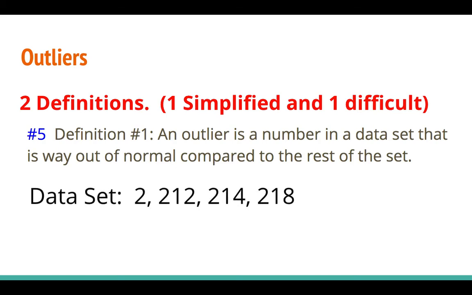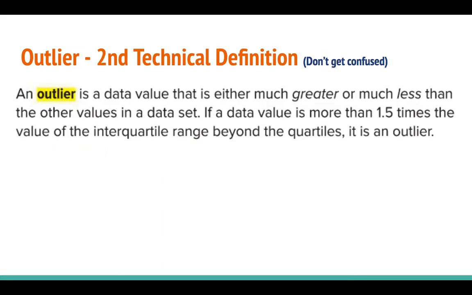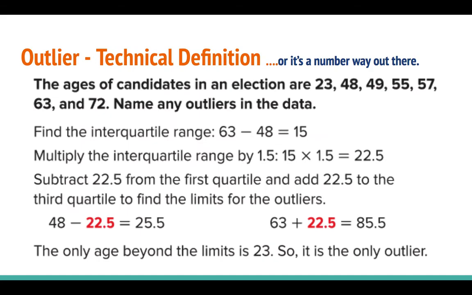So if we look at this data set, you got 2, 212, 214, 218, and if I asked you if there's an outlier, the answer would be yes. And hopefully you're saying it's 2. It's a number way smaller than the rest of the numbers in the data set. Here's the technical definition. We're going to come back to it at the very end of the video for those who want to stick around and get the technical definition of an outlier.